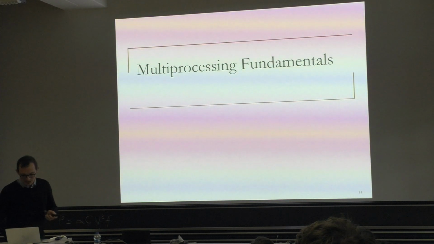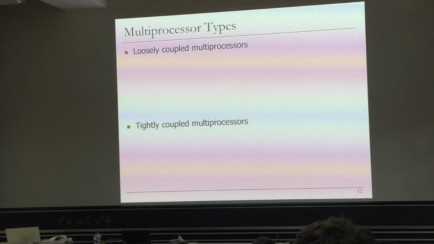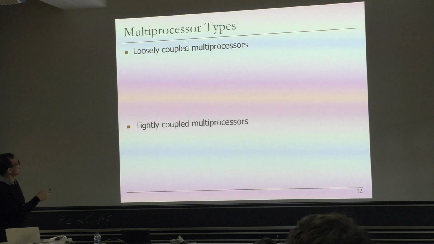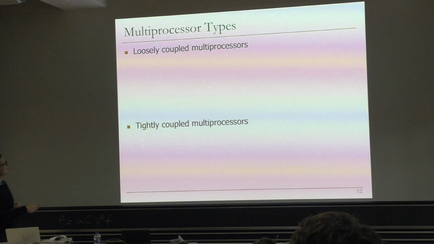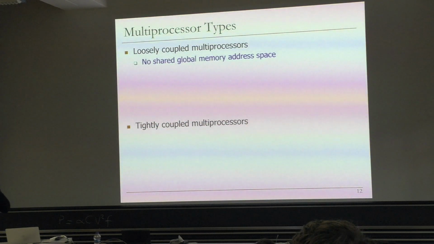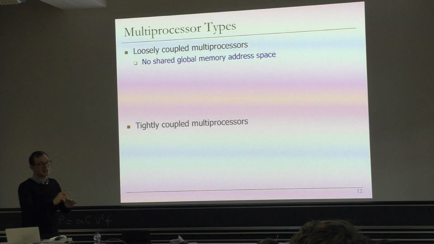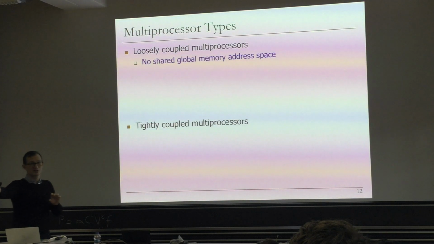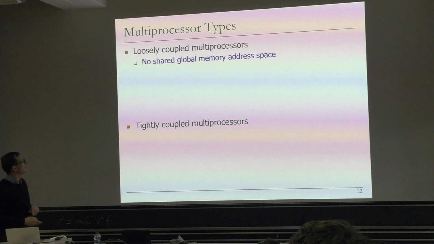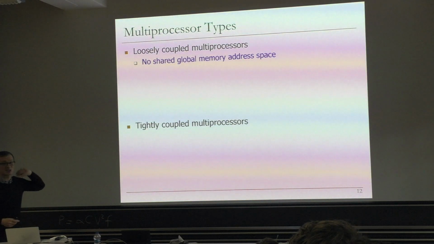So let's talk a little bit more about multiprocessor types. I'm going to give you an overview of multiprocessing. Clearly, there are multiple ways of approaching designing multiprocessors. One is coupling them loosely, and the other is coupling them tightly. And we've seen examples of this. Loosely coupled essentially means that there is no shared global memory address space across processors. This processor has its own memory address space. It cannot access the memory address space of another core, let's say. You can think of this as a multi-computer network, actually. A multi-computer network is this, essentially.